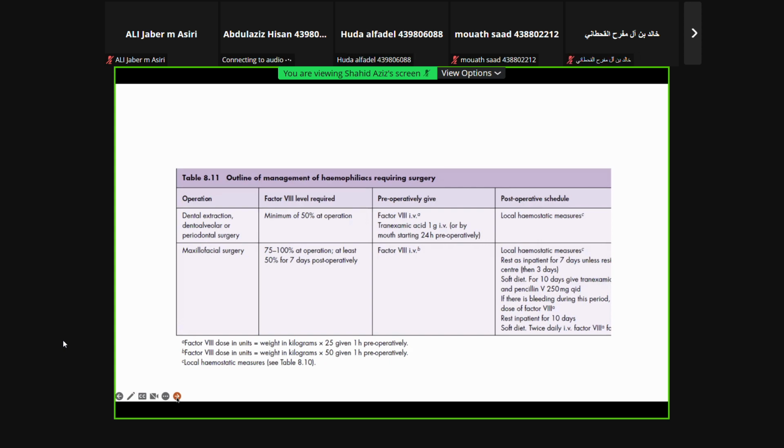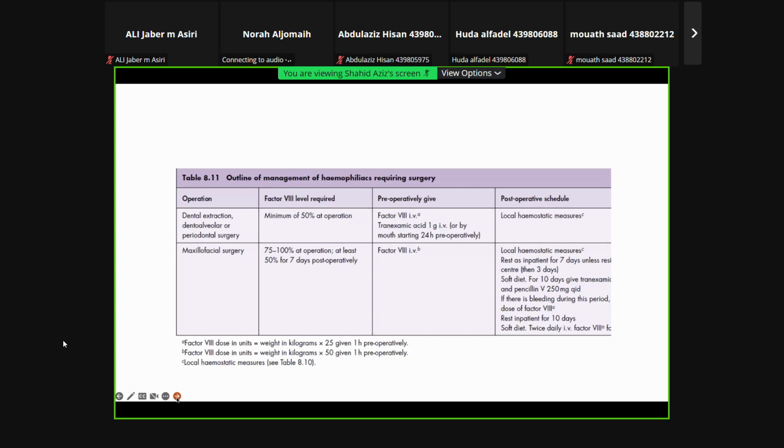And in maxillofacial surgery, post-operatively, you have to ensure all local hemostatic measures are in place. The patient should be admitted for at least 7 days with rest, unless there is some compelling evidence to discharge the patient before that, but not before 3 days. They should take a soft diet for at least 10 days. Also give them tranexamic acid, and for infection prevention, prophylaxis of oral penicillin V, 250 milligram Q6 hourly.